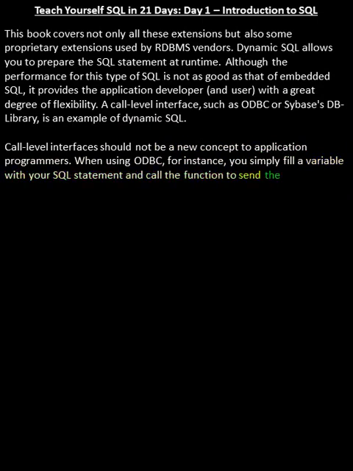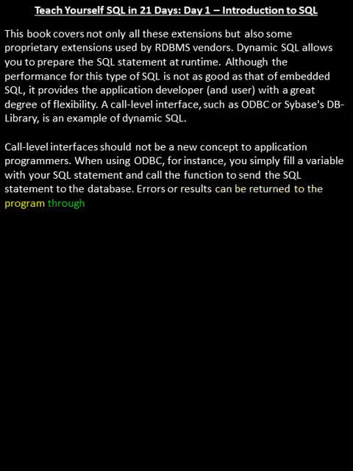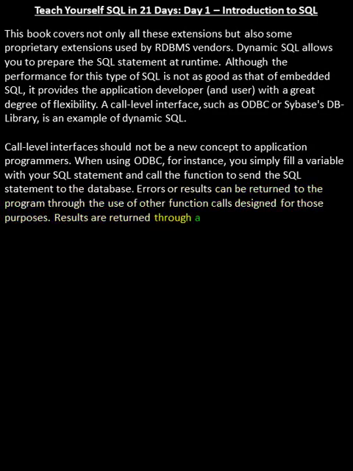Call-level interfaces should not be a new concept to application programmers. When using ODBC, for instance, you simply fill a variable with your SQL statement and call the function to send the SQL statement to the database. Errors or results can be returned to the program through the use of other function calls designed for those purposes. Results are returned through a process known as the binding of variables.